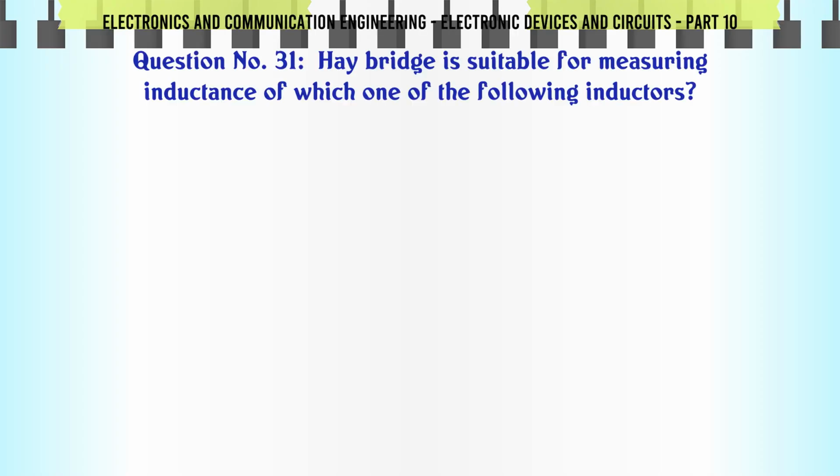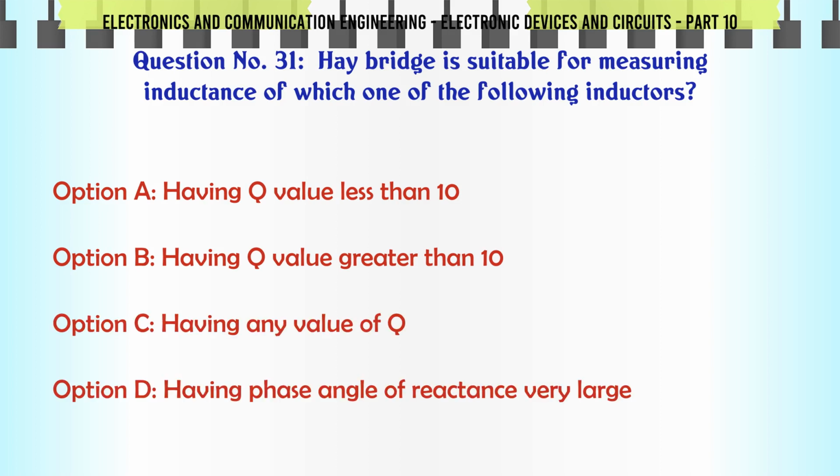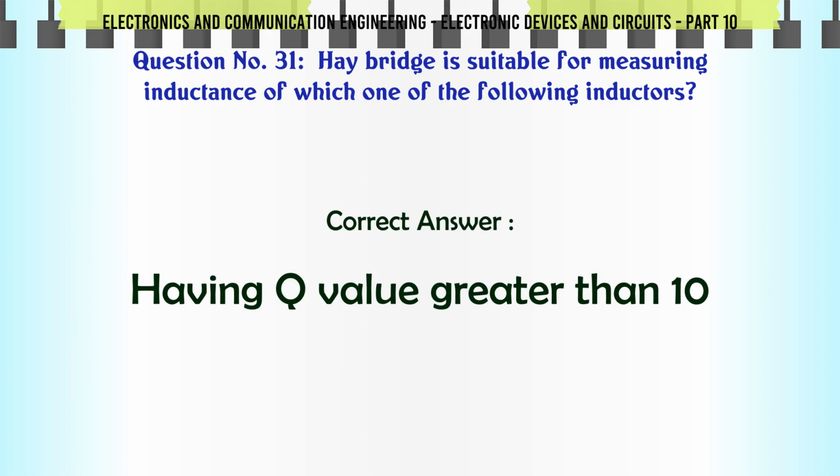Wien bridge is suitable for measuring inductance of which one of the following inductors? A. Having Q value less than 10. B. Having Q value greater than 10. C. Having any value of Q. D. Having phase angle of reactance very large. The correct answer is having Q value greater than 10.